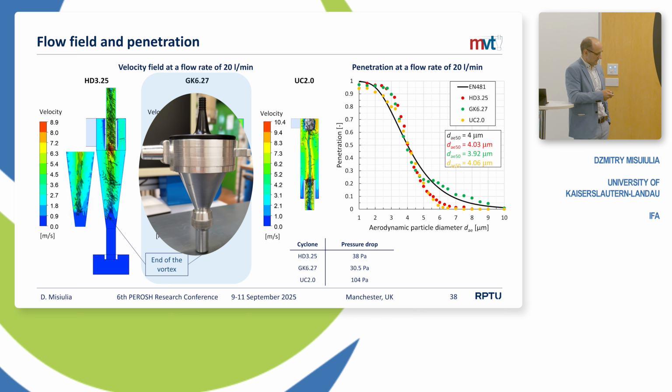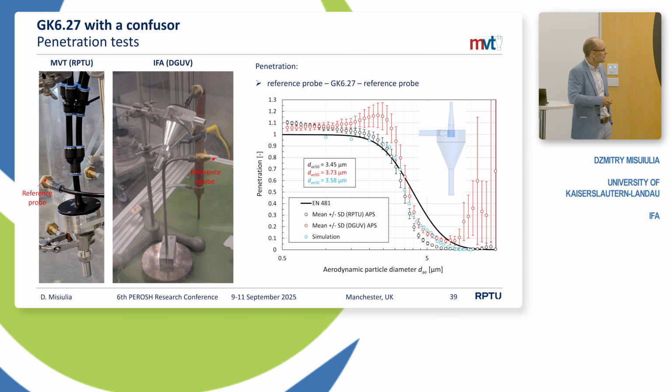For experimental measurements, a compressor was attached to the cyclone. This sampler was tested at both institutes, at the MFPA Institute and also at IFA, as you can see here, and the results are plotted in this figure. One can see that both measurements showed slightly reduced penetration with a lower cut size, which is 3.45 and 3.73 micrometers, compared to the respirable convention, which is 4 micrometers. This is smaller than the previous simulation, which showed that it should be close to 3.92.